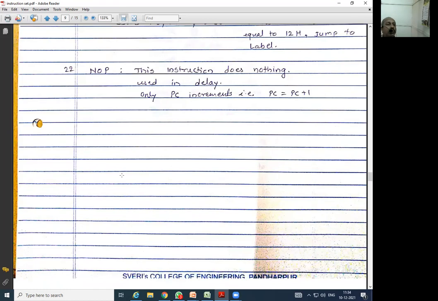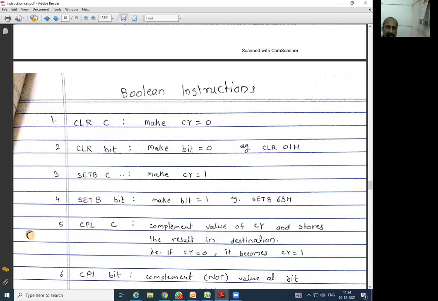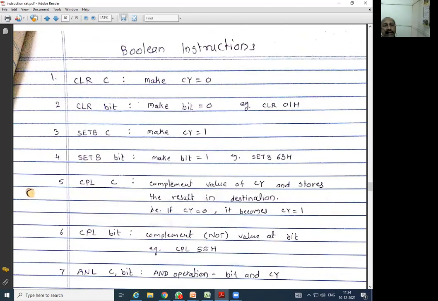So 22 branching instructions are here that we have seen in detail. The next category is the Boolean instructions. So Boolean instructions, we know that there is only the possibility of zeros and 1. Yes, and it is going to work with a single bit. These two conditions are there with this Boolean instruction.